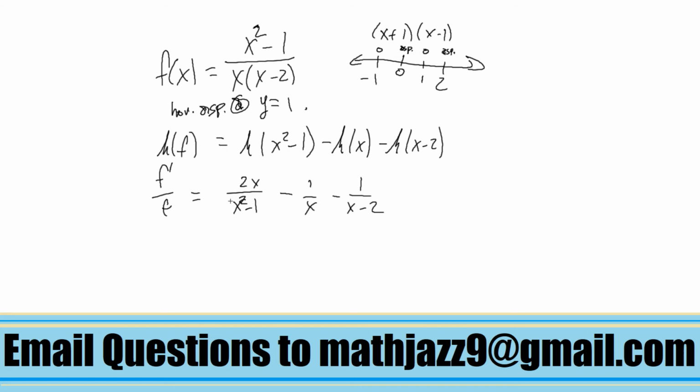Here's our derivative. We multiply both sides by f, which is going to be (x squared minus 1) over x times (x minus 2). And multiply by f on that side. Now we have our derivative. So that's not too bad. We'll want to simplify this so that we can actually find the roots of this thing.